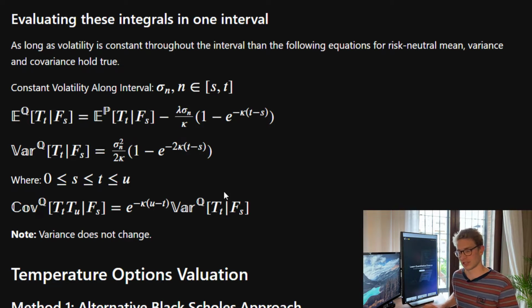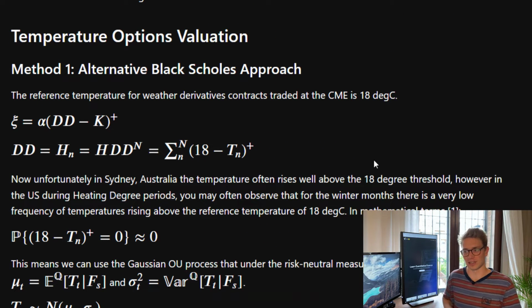So let's look at our temperature option valuation. Method number one is going to be the alternative Black-Scholes approach. First, let's go through the math and then we're going to do the implementation. The reference temperature is going to be 18 degrees. Our actual contract payoff function is going to be that alpha tick rate multiplied by the difference between the heating degree days minus the strike. Now, this is going to be the max of this value or 0. The number of heating degree days is going to be the summation of this over time.